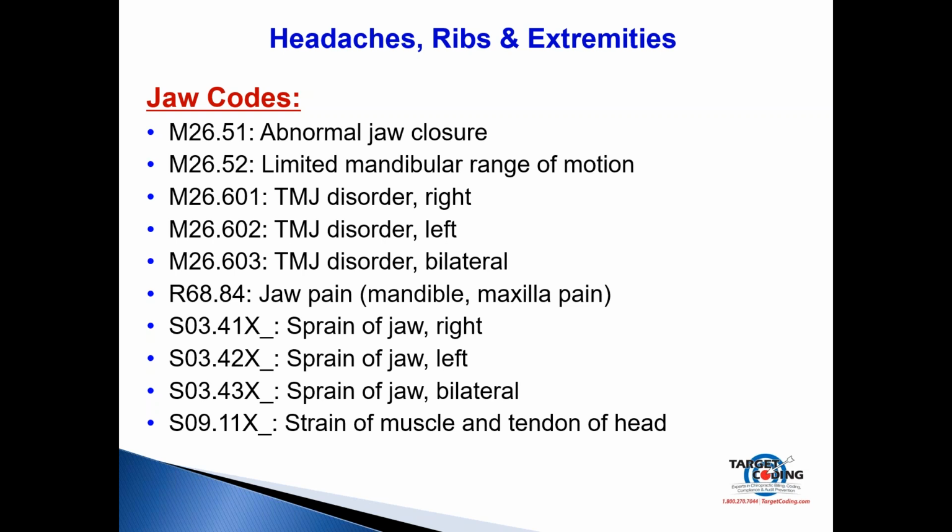Whenever a code begins with the letter S, you must have a 7th digit extender. That means an A, a D, or an S. A means initial encounter. D means subsequent encounter. S means sequela. We don't have time to get into those today, but that's why there's a space at the end of the S codes for you to place the proper 7th digit extender in there.